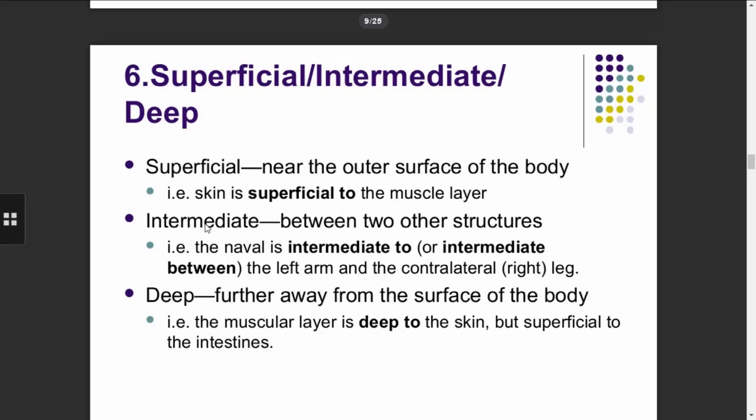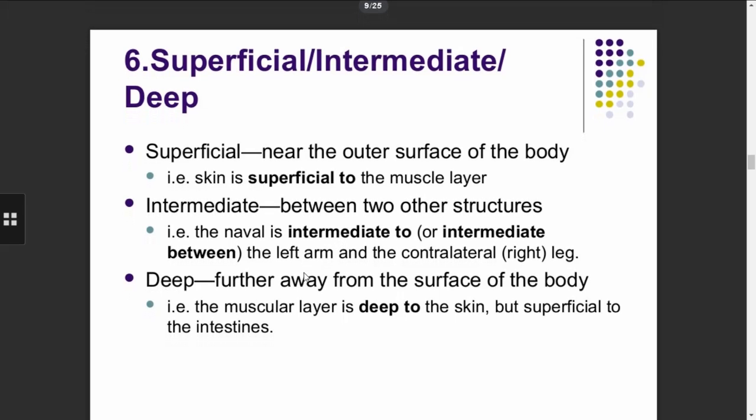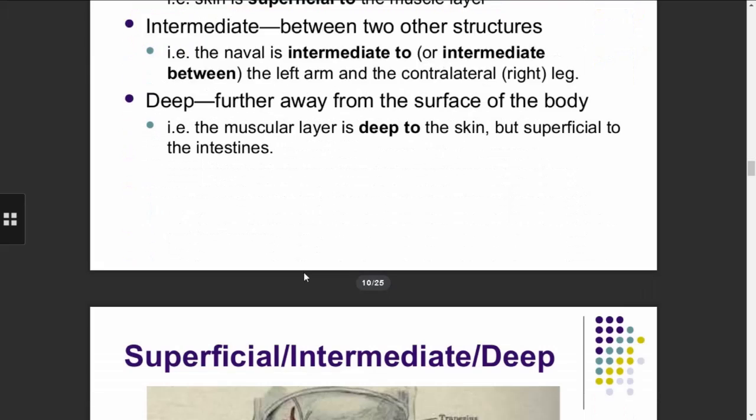Intermediate means between the superficial and deep layer. The navel is intermediate between the left arm and the contralateral right leg, or vice versa. Deep means further away from the surface of the body. Like the muscular layer is deep to the skin, but superficial to the intestine in our abdomen.